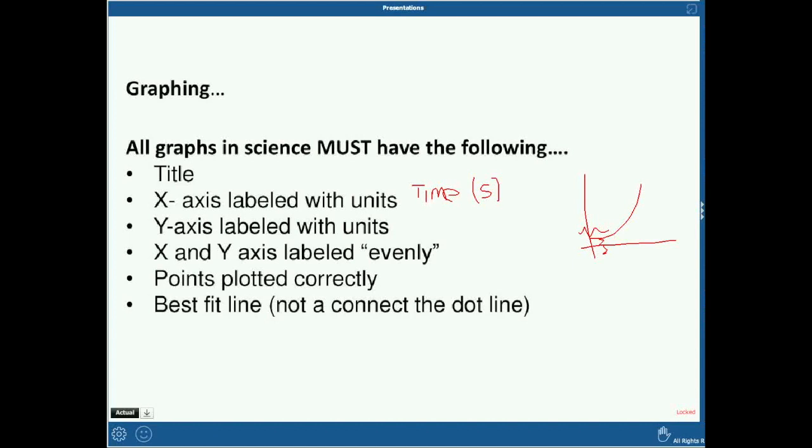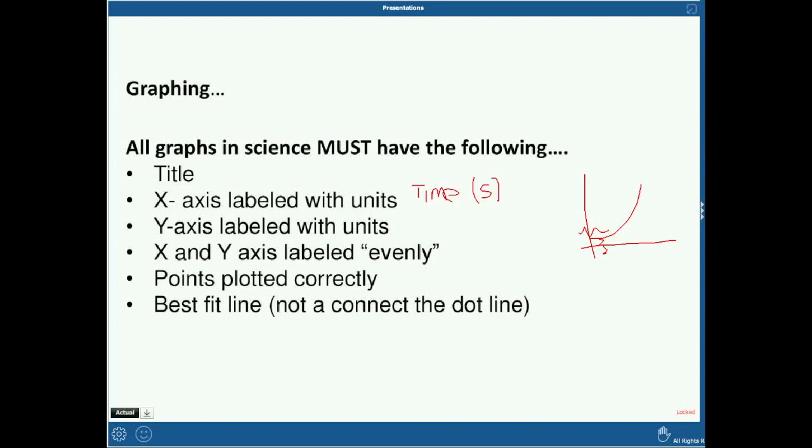Your points need to be plotted correctly, and then you want to have a best fit line, not a connect the dot line. And we'll talk about best fit lines in a second, but basically a best fit line is the line that's going to be as close as possible to all your data points. So like some teachers teach, I met a guy, he was a retired science teacher, and he taught my students when I was out on maternity leave to connect the first and the last point.